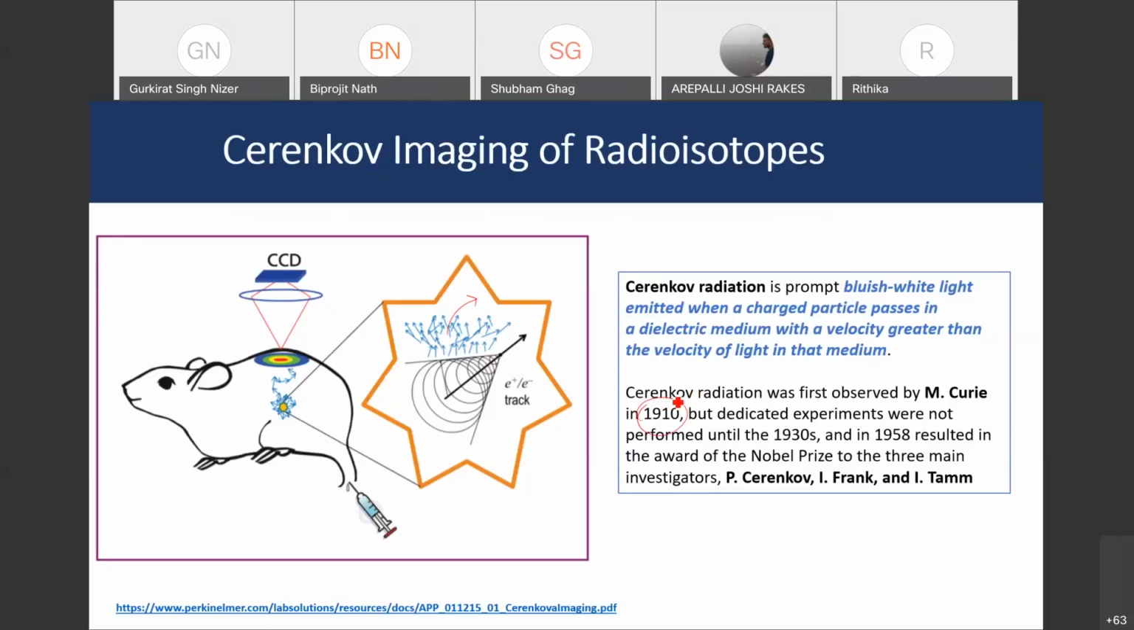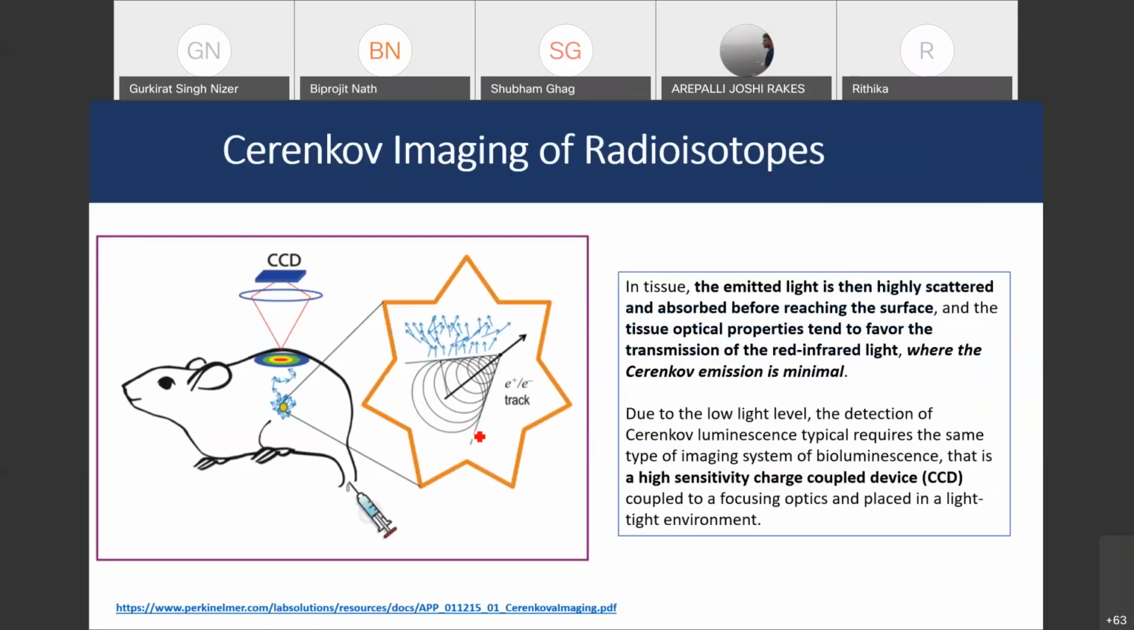Later on, it was explained by P. Cherenkov, I. Frank, and I. Tamm, and finally they got the Nobel Prize for it. Now, for example, I inject something into this rat, for example F18, and this positron has a higher velocity than the speed of light in tissue. Because of it, it emits a radiation, fine? And that is what we call Cherenkov radiation.